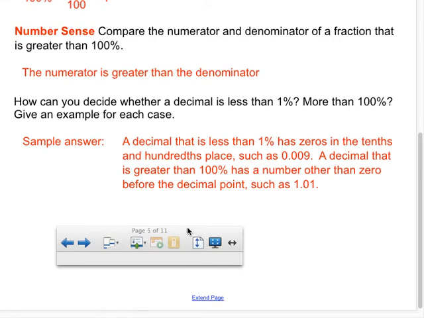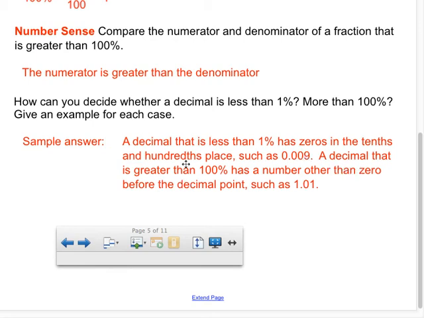A decimal that is less than 1% has zeros in the tenths and hundredths place, such as this example right here. What is this number right here? 9 thousandths. Tenths, hundredths, thousandths, right? So if I was to move it over 2 places, that would be 0.9%, right? So that's less than 1%.